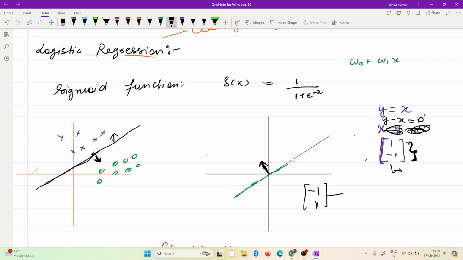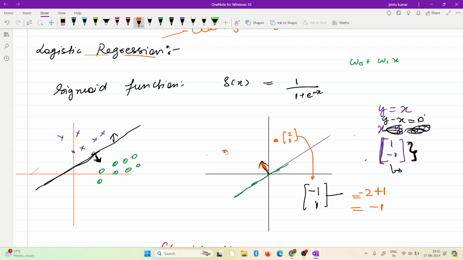How is this useful? If you take any point on this side, let's say this is point 2 comma 1, right? And you take its dot product with this perpendicular direction. Okay, let's take the dot product. What do you get? 2 minus 2 plus 1. So this is given by -1.